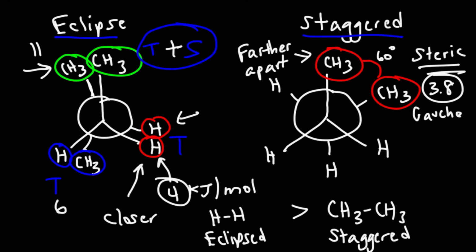So that's it for this video. So now you know the difference between steric strain and torsional strain. So remember, torsional strain is an eclipsing type of strain, and it's only found in eclipsing interactions. Steric strain, you can have that both in the eclipse conformation and in the staggered conformation.